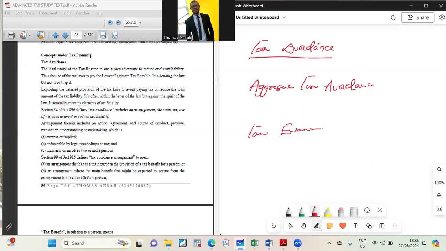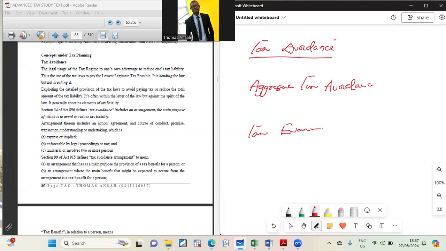What is tax avoidance? Tax avoidance means that you are using legal means to reduce your tax liability. It is legal. So you are taking hold of exemptions that are in the act to reduce your tax liability. It is meant to be bending the law, but not breaking the law. It's like holding a cane, then you bend it. You are not breaking it. You are just bending it. So tax avoidance is bending the law without breaking the law.